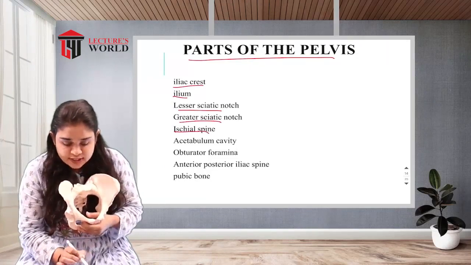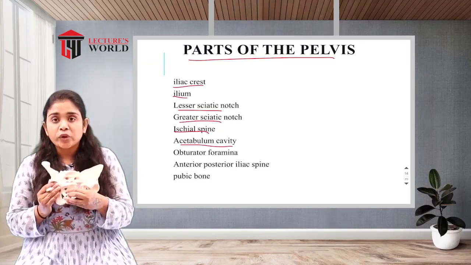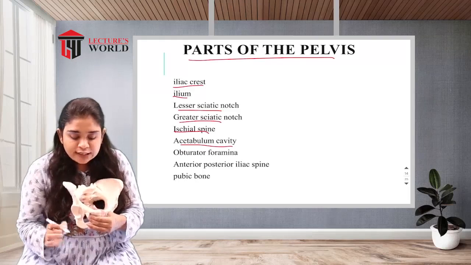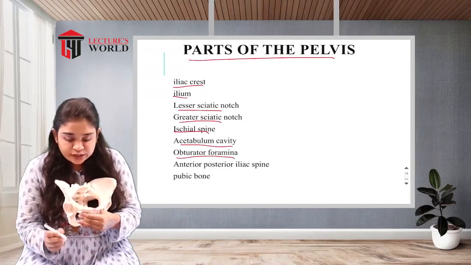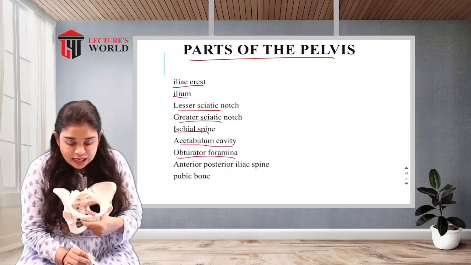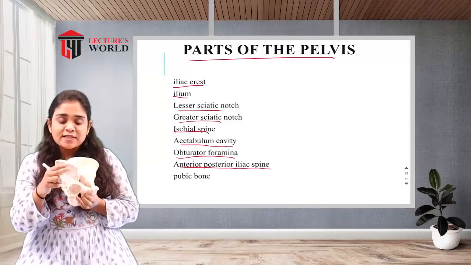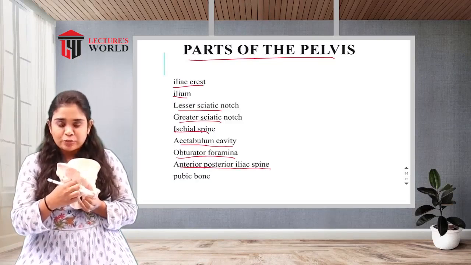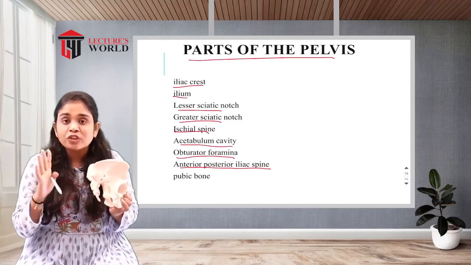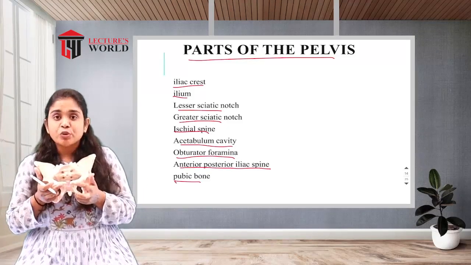Then the acetabulum cavity, where you can see the hole is there. Here the head of the femur bone is going to attach. That is the acetabulum cavity. Then the obturator foramen, as you can see the hole is there. Then the anterior and posterior iliac spines. Anteriorly two iliac spines are there, superior and inferior. Posteriorly also two are there, superior and inferior. So a total of 4 spines are there. Then the pubic bone.